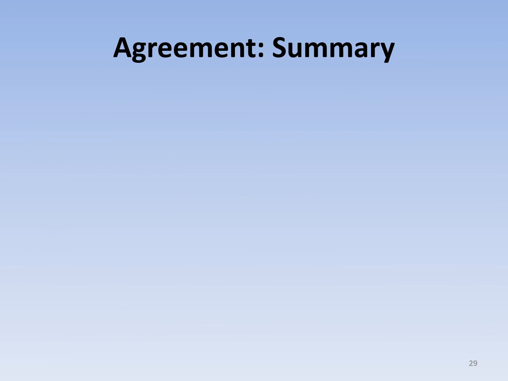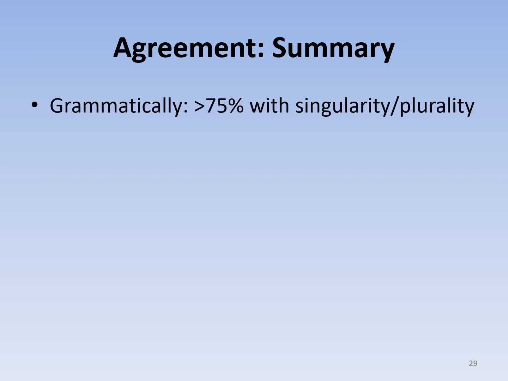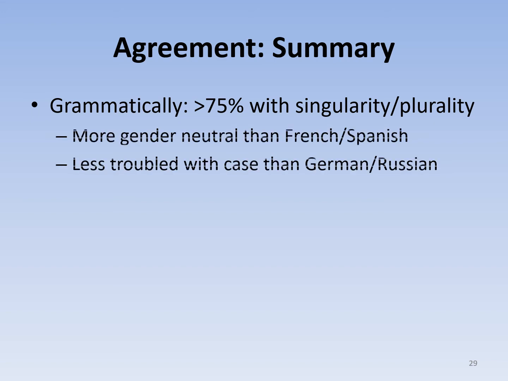So we now have a summary of the first half of these experiences. Basically, it all comes down to agreement. And from my experience, I think grammatically, if you can get singularity and plurality right, you solve like three quarters of your problem. And English is actually fairly friendly in this sense, because English is way more gender neutral than French or Spanish or languages of this sort, because we don't have a cat that is by default feminine, or a dog that is by default masculine. A cat is just a cat, a dog is just a dog.